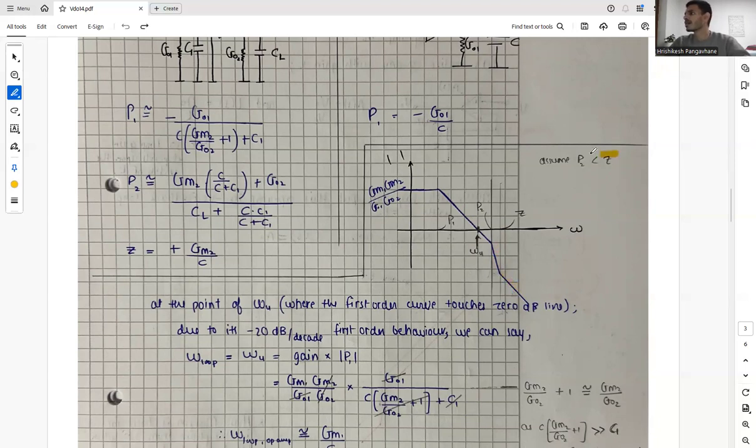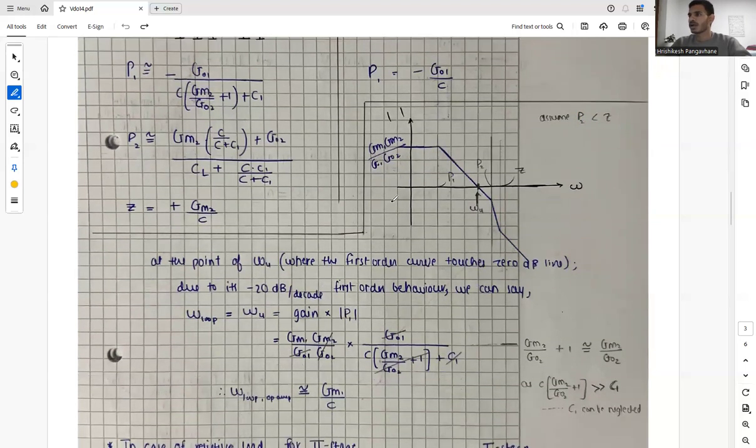So here we have assumed that P2 is at lesser frequency than the zero. Now at the point of omega u, where the first order curve touches the 0 dB line, due to its minus 20 dB per decade first order behavior, we can say that omega loop is equal to omega u, where the k value is 1.